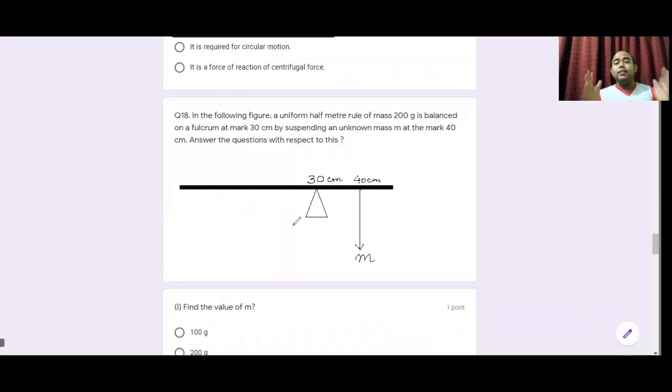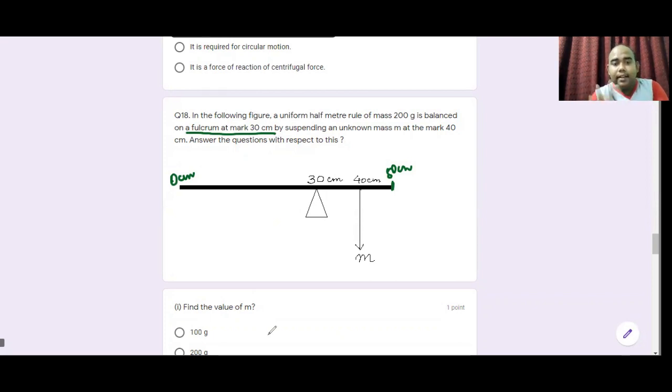Half meter rule means the entire length is of 50 centimeter, आधा meter है. So it is starting from 0 centimeter and ending at 50 centimeter. And you can see very clearly it is told that the fulcrum is at a mark 30 centimeter. So fulcrum 30 centimeter पे है. We have to find the value of m. Okay, let us analyze this question very intelligently and clearly.